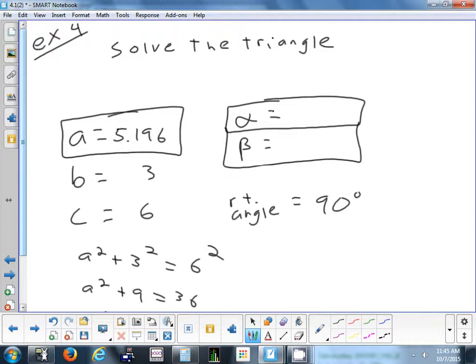Now, one thing I didn't mention that you can also use to help check your answer: the biggest side is always across from the biggest angle. The smallest side is going to be with the smallest angle, and then the middle side should be with the middle angle. If that doesn't happen, something's wrong. So you can always just look at that real quick and make sure that works as a check.